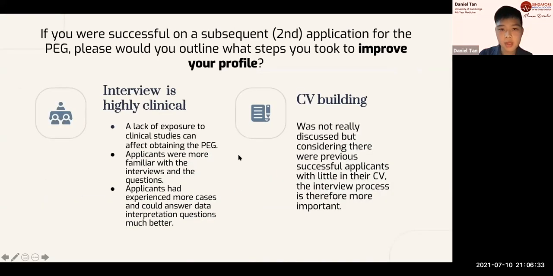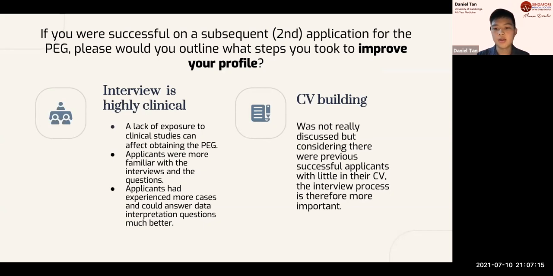This is based off essentially last year's panelists, and some of them did do the second application. In terms of the points that they mentioned, they said that the interview was probably the most important reason why they didn't get the PEG. For example, a lack of exposure to clinical studies, or just not knowing how to interpret the data or showcase their case study well, was the reason why they couldn't really answer a lot of the questions. Possibly they couldn't really explain their thought process.